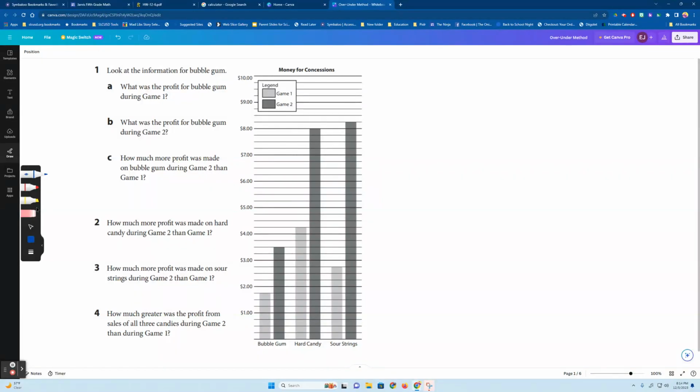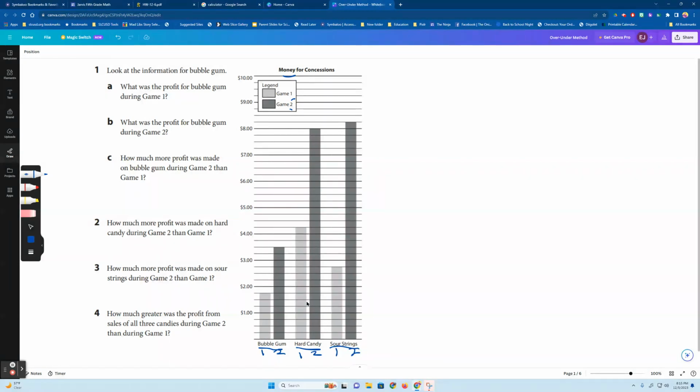And we're looking at a graph here that shows the profit. It says money for concessions, but it's really the profit from the sales for game one in the light gray, game two in the dark gray. For bubblegum, game one over here, game two over here in the dark gray. The profit for hard candy, game one, game two, and sour strings, game one and two.